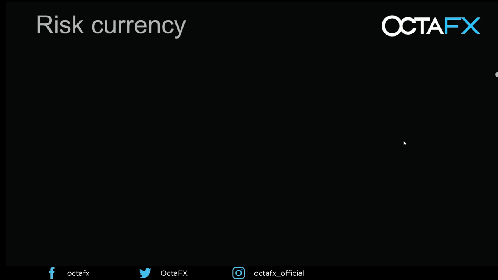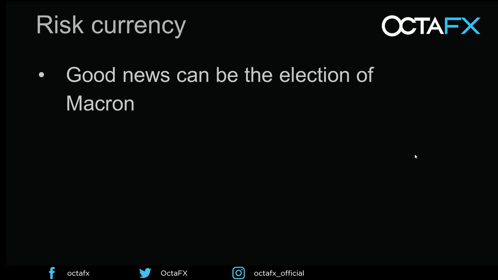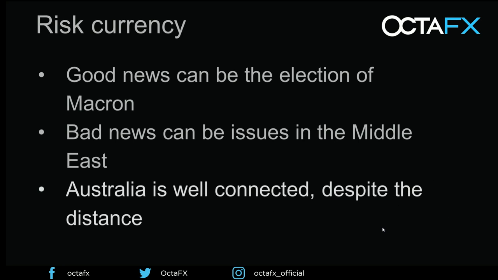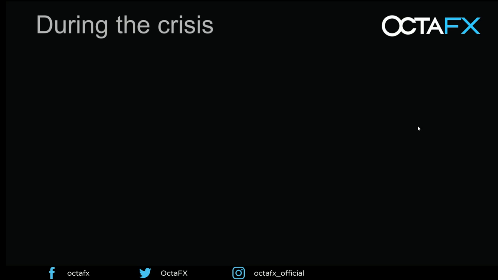Okay, more things as a risk currency. Just a few examples. Good news can be the election of the French president recently, Emmanuel Macron, in a land far, far away from Australia. That also helped the Australian dollar rise. And bad news can be issues in the Middle East, also quite far off from Australia, but this can have an impact on the global mood, on the risk-taking atmosphere, and impact the Australian dollar. So Australia, despite being very far away from many of us, we're from Europe, from the United States, it's still well connected to the world, and money flows quite quickly.